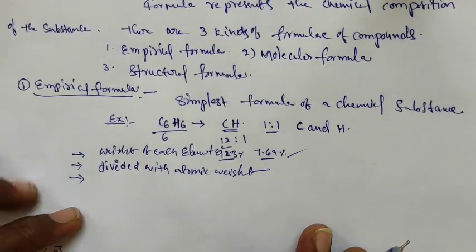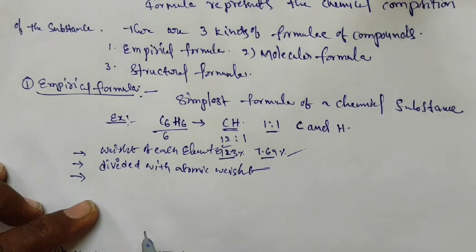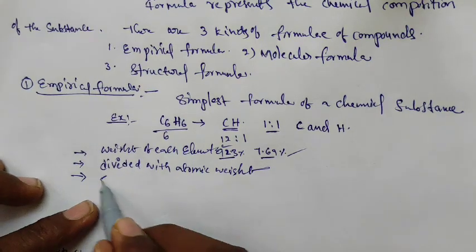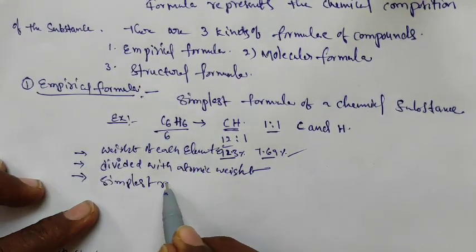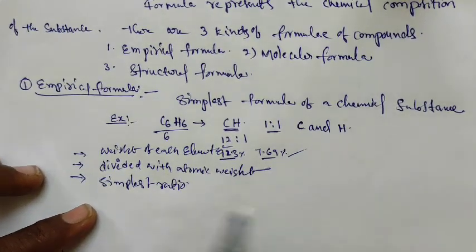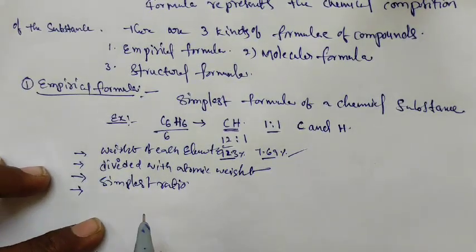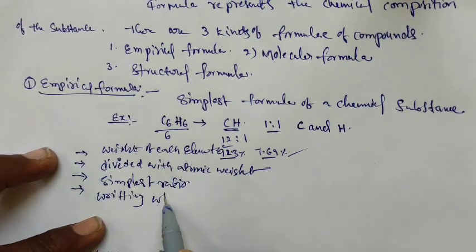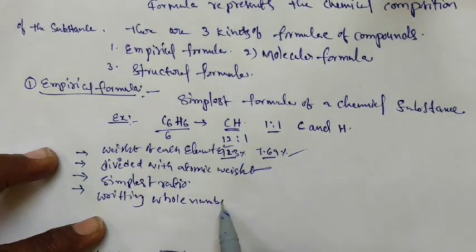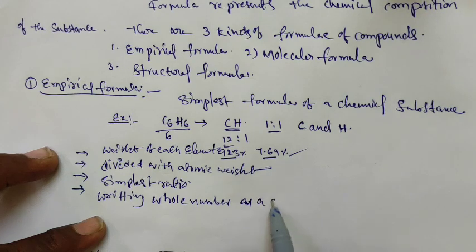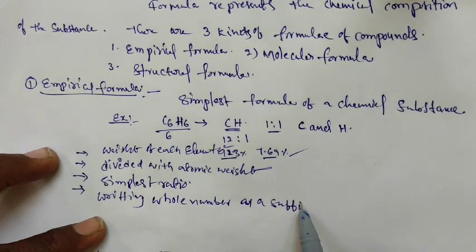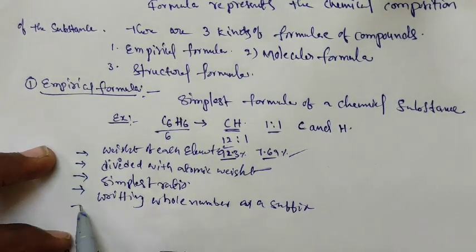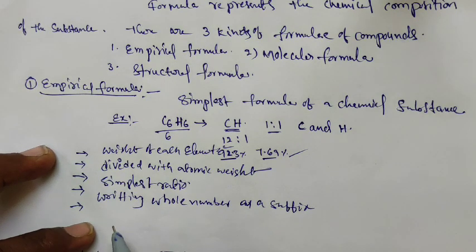Second one is dividing with atomic weight. Third one, the simplest whole number ratio of the values obtained. Simplest ratio we will take. Next one, writing the whole number as a suffix against the symbol of each element. These points all I will explain with an example.